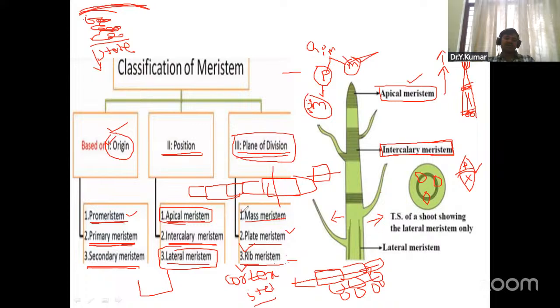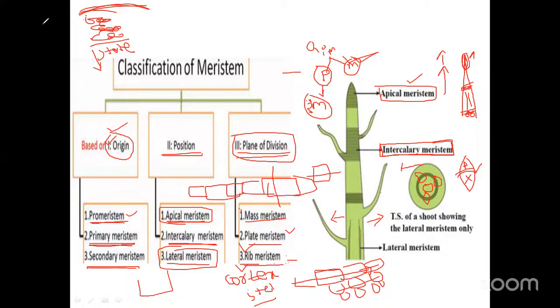And mass meristem has no proper way. It divides irregularly. Mainly it forms in the medulla, the center part. For example, this is the center in the diagram. In the center, irregular cells are formed, and this is done by mass meristem. The rest is done by rib meristem. And finally, the single-layer epidermis is done by plate meristem. So this is based on division. Right? Is it clear?